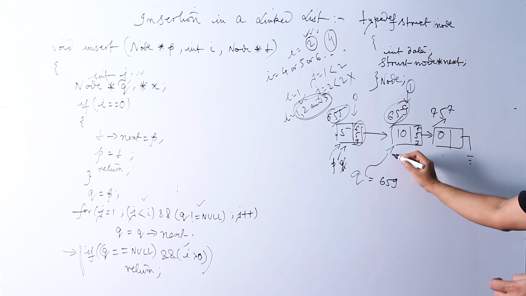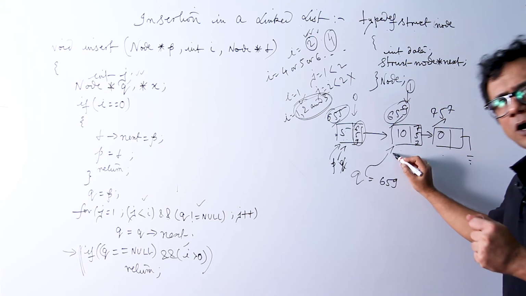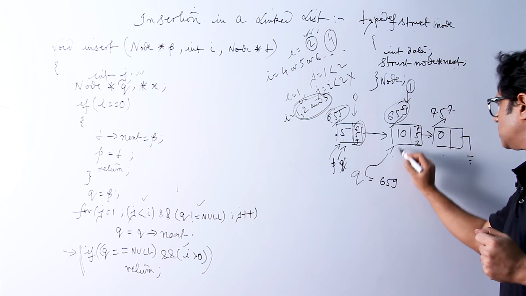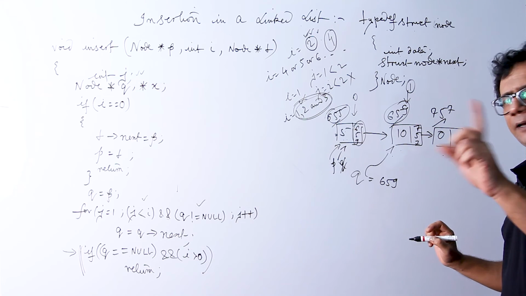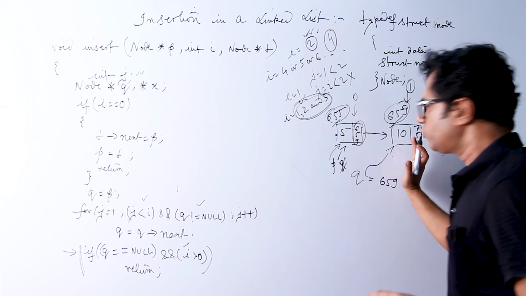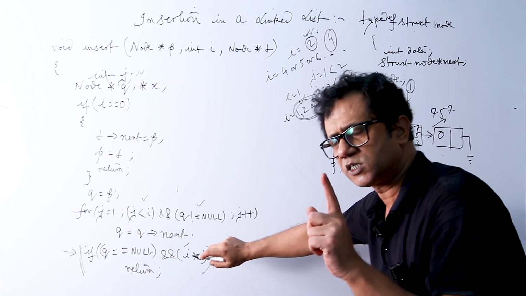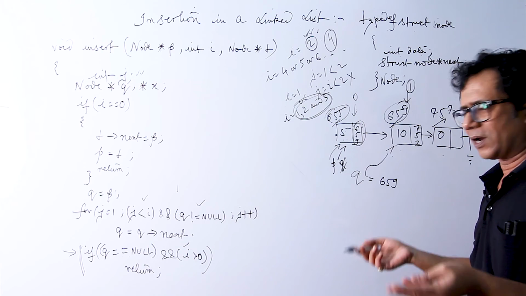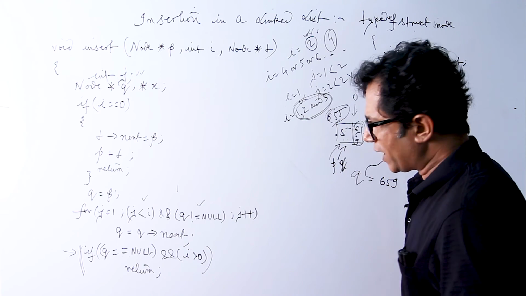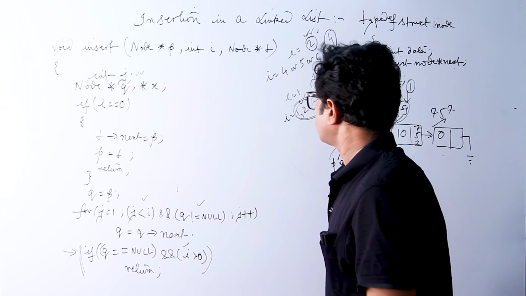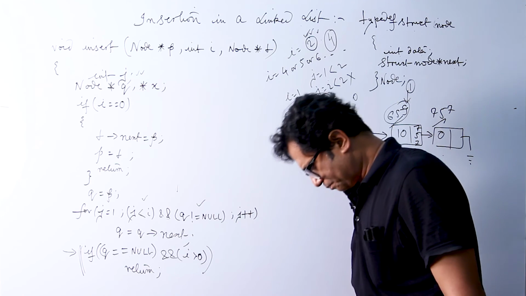So we are now at this position. Q is now at this position, that is pointing to 659. And now we have moved to the desired position, because Q is equal to Q next. We have executed only once, as I have shown before.